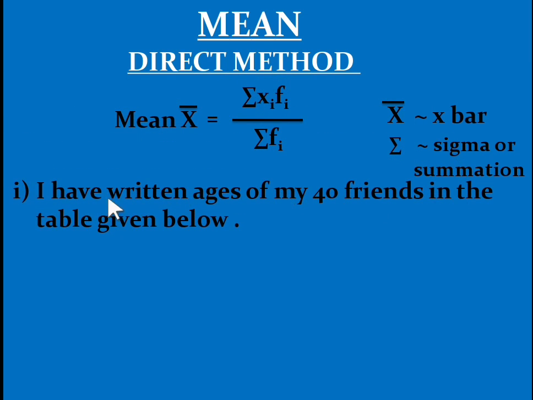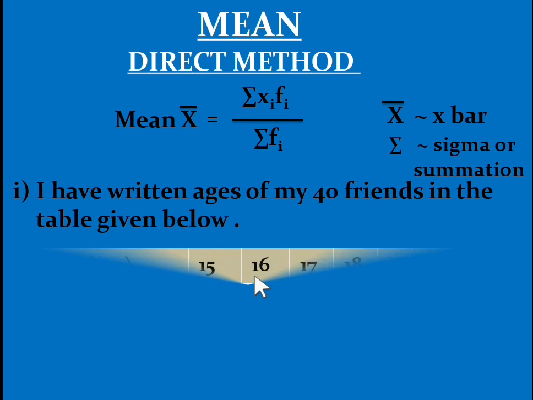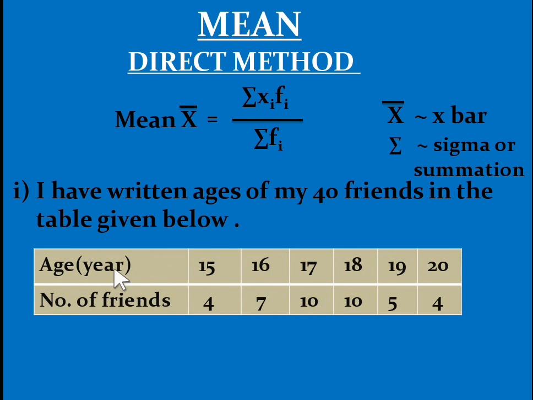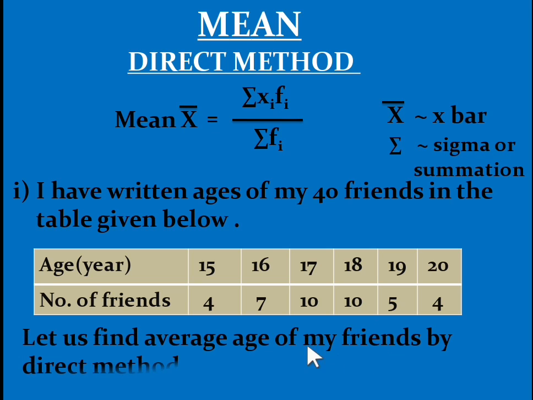My first question: I have written ages of my 40 friends in the table given below. Age in years: 15, 16, 17, 18, 19, 20. Number of friends: 4, 7, 10, 10, 5, 4. Let us find average age of my friends by direct method.